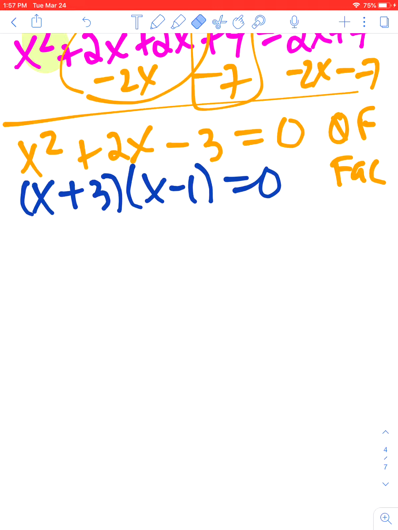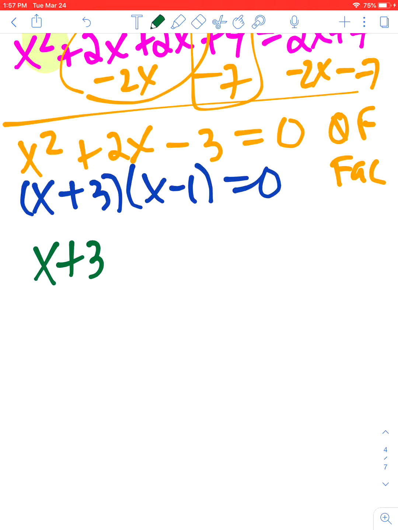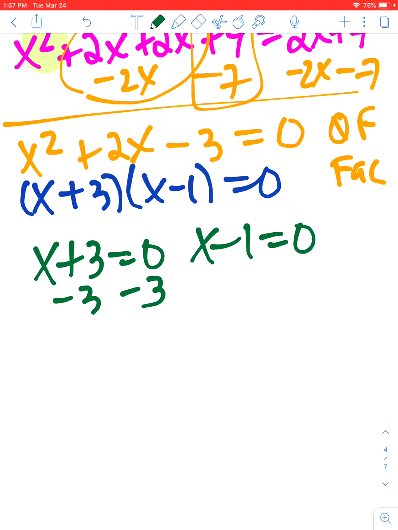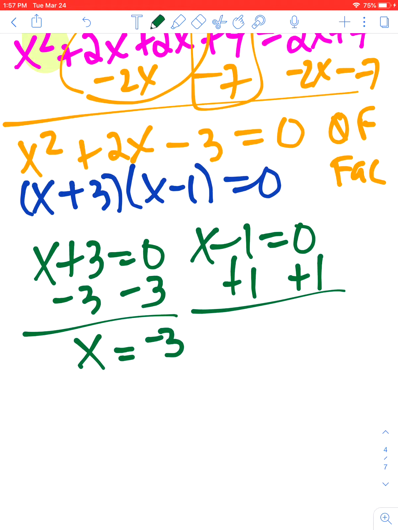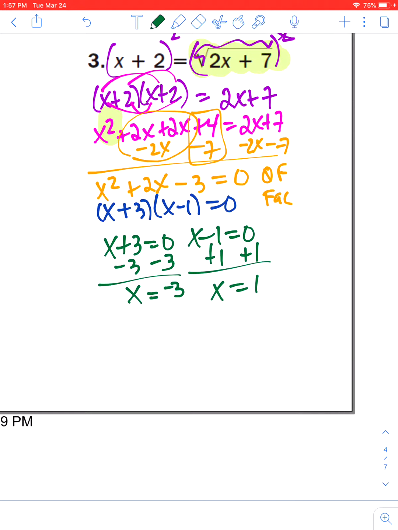Next, I'm going to use the zero product property. And I'm going to solve. And so I get possible answers of -3 and 1. All right, this is it. This is our last check. Are you ready? We have to check our answers because sometimes we've had them where they have worked or one worked. So let's do our check. Again, you must go back to the original.